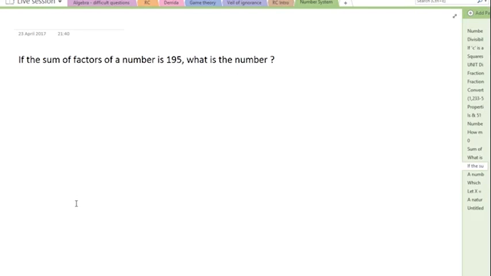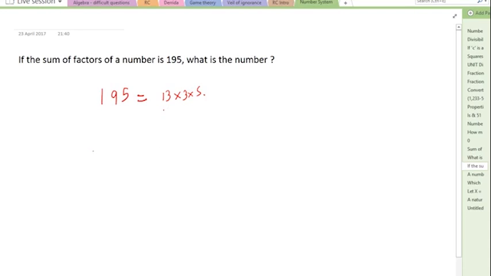So let's look at this question. 195. If I try and factorize it, I know how I get the sum by multiplying. So if I factorize this one, this is 13 into 3 into 5, right? 13 into 3 into 5. Now, can we break it apart? It's not very easy from here.